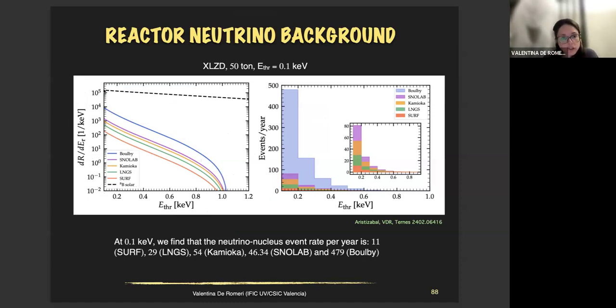So this black dashed line is what we expect from boron-8 solar neutrinos. Of course, that dominates for sure at present. So at present, we do not need to care about the reactor neutrinos at all. But in the future, if these experiments really continue to improve in volume and in threshold, then at some point you see the expected events per year as a function of the threshold at the different sites, for instance Bugey, it's quite sizable.